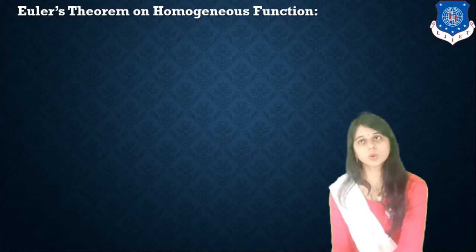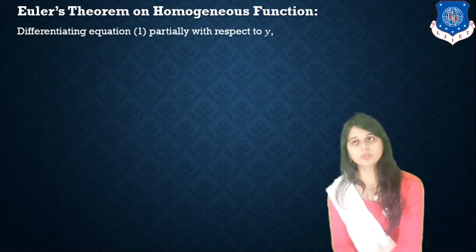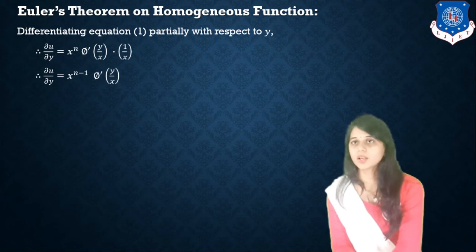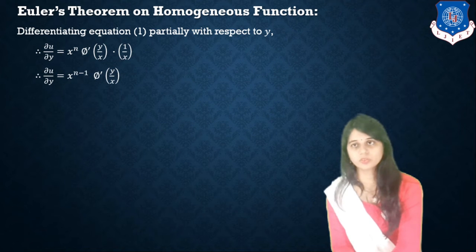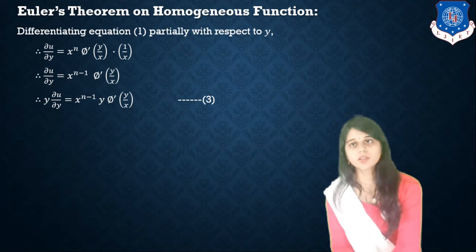We are discussing the homogeneous function. Now, Euler's theorem on homogeneous functions. Differentiate equation 1 partially with respect to y. We get del u by del y equal to x raised to n phi dash y by x into 1 by x. So del u by del y is x raised to n minus 1 phi dash y by x. Multiplying y on both sides, y del u by del y equal to x raised to n minus 1 y phi dash y by x.